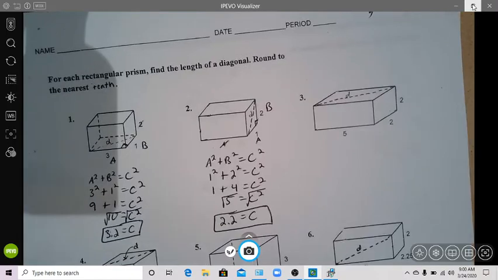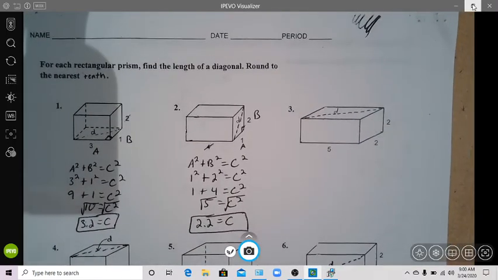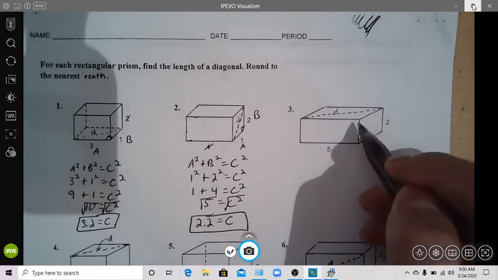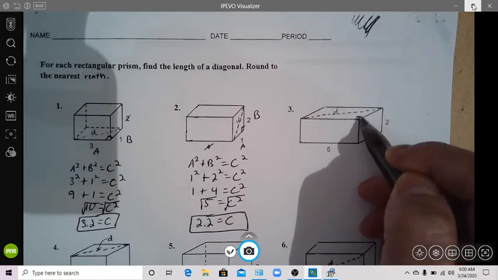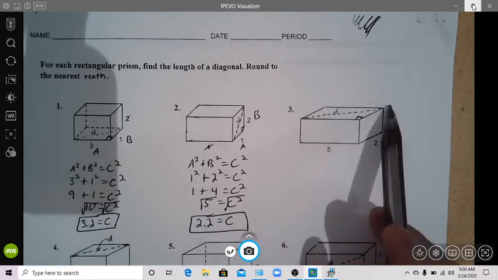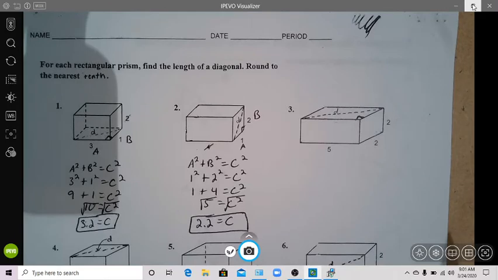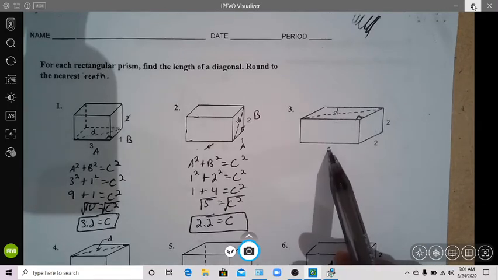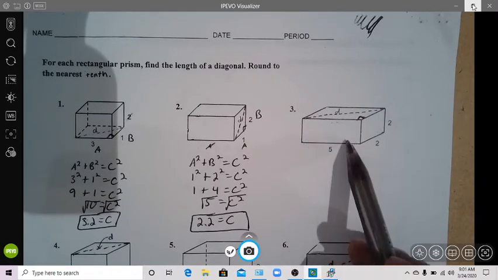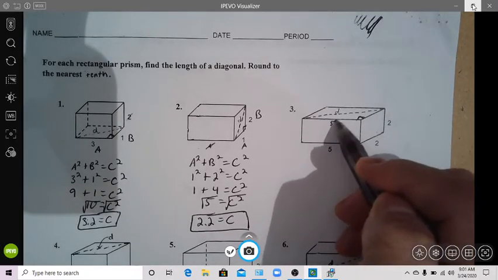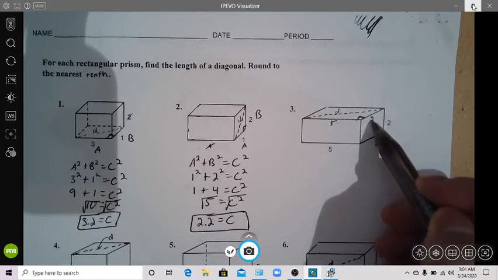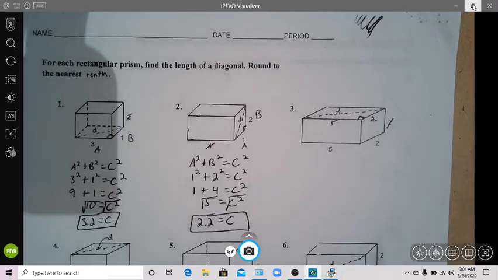And then the last one I'm going to do with you is number 3. The diagonal of the face that they want is at the top. It's the top face. Your right angle is right there. You don't have any sides labeled, but you notice it's a rectangular prism. These are all rectangles. So this length at the top here is the same as this length of 5 that is at the bottom of the prism. So this is 5. This 2 here is the same as this 2 that is a leg of that triangle. The 2 you don't need is that one.